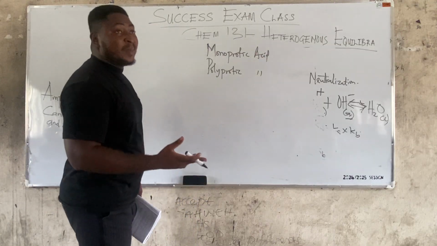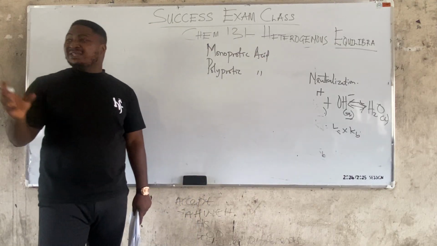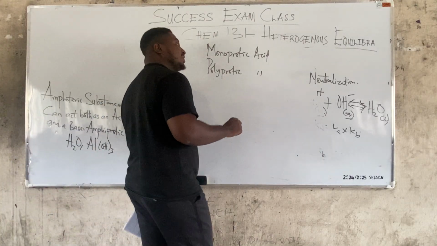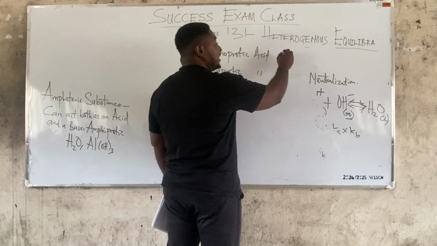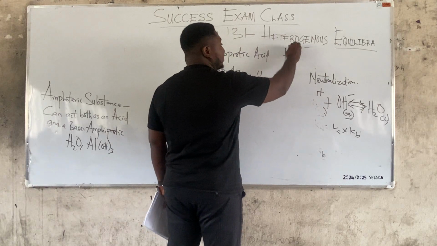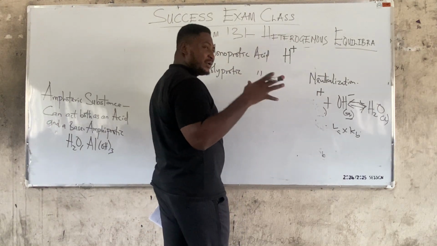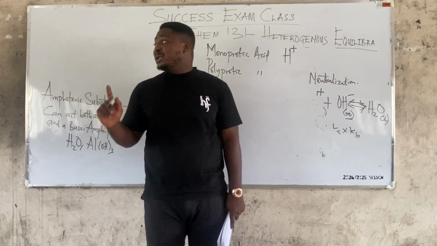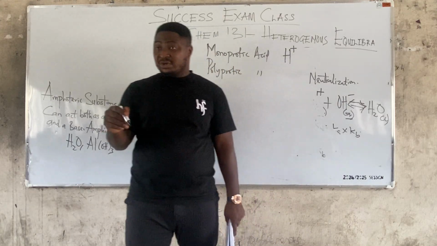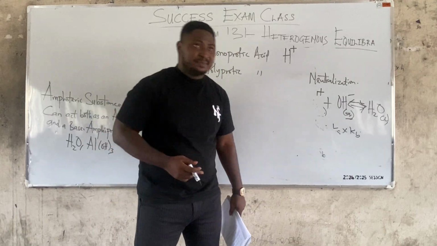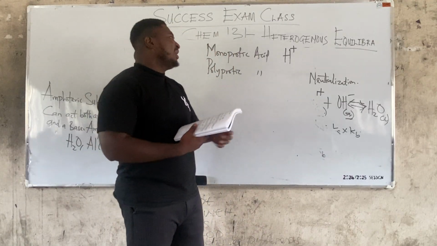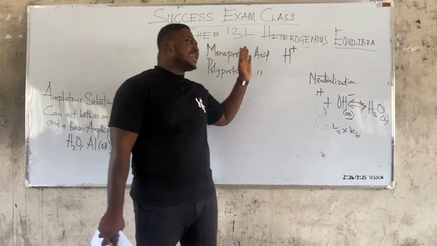Class, very simple, don't mind it. A monoprotic acid can only donate one hydrogen ion. A monoprotic acid is an acid that, when dissolved in an aqueous medium, releases only one hydrogen ion. It has the capacity to release only one proton. It only has one ionizable hydrogen ion.